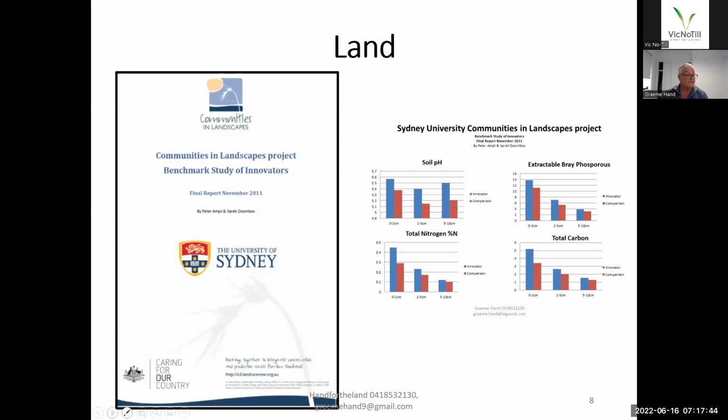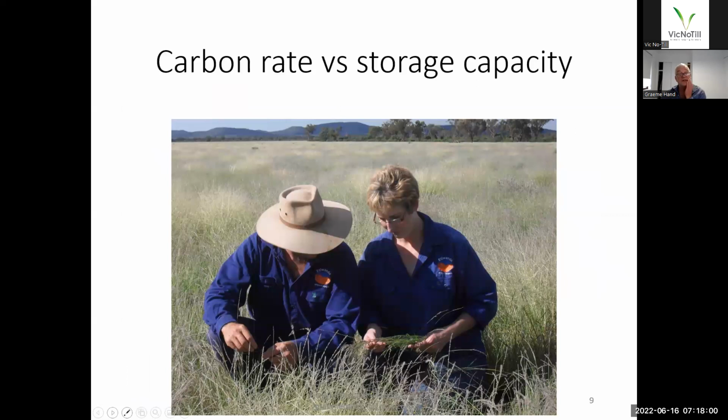So, there's no questions on that. So it's pretty clear. You increase nutrient cycling, you increase soil carbon, but you also increase pH, phosphorus and nitrogen availability. So this is out south of Cobar, out on the Kidman Way.